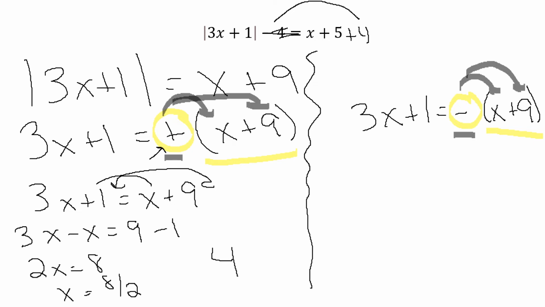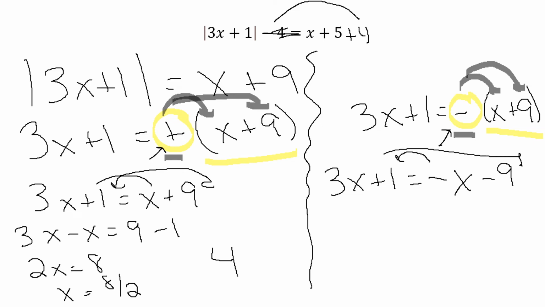Now, if there's a negative outside, nothing's changing on my left. If I have a negative outside, everything inside that parenthesis changes signs. My understood plus x becomes a minus x. My plus 9 becomes a minus 9. And now I'm going to just solve it. Move my x over, move my 1 over. My minus x becomes a plus x when I move it. My plus 1 becomes a minus 1, and I have 4x equals negative 10.